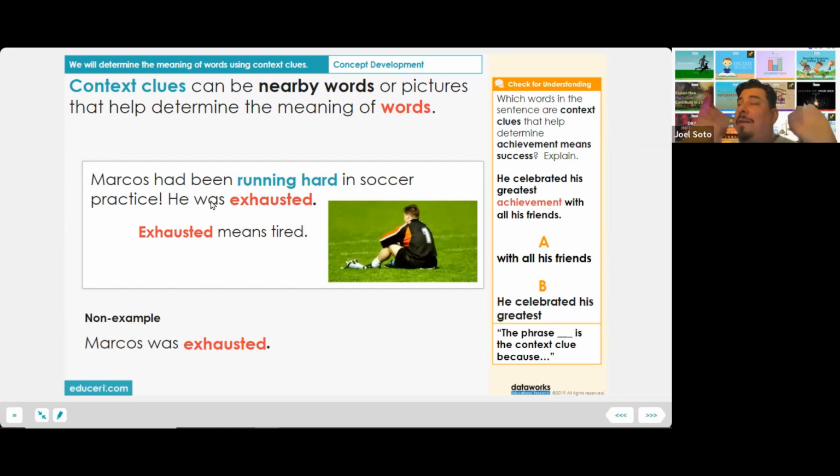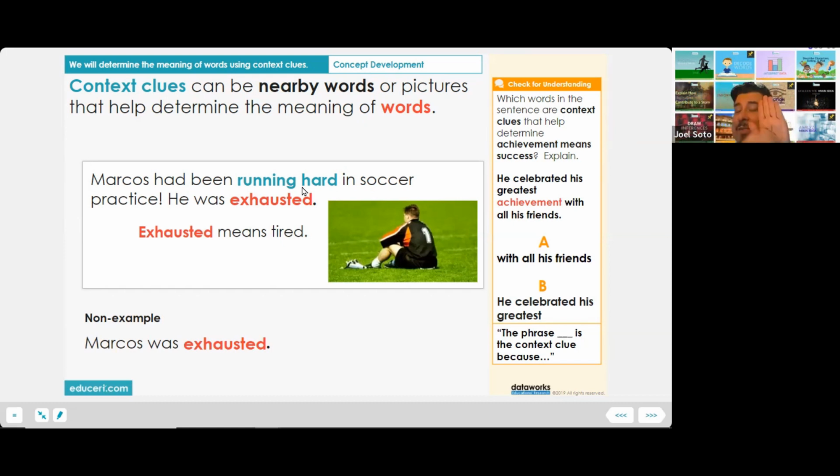Guys, I already know you're all very clever and you already know what exhausted means. Let's pretend we don't. What are the context clues? What are the words that help me determine that exhausted means tired? Let's read this together. Running hard. Look at this, guys, I have nothing but graphic organizers built in. You're going to see this for all of our lessons, in everything we do.